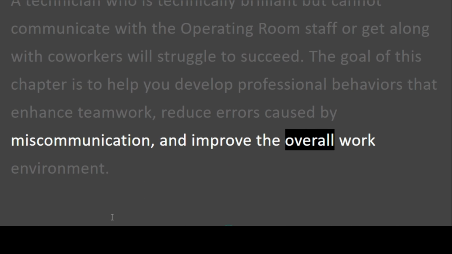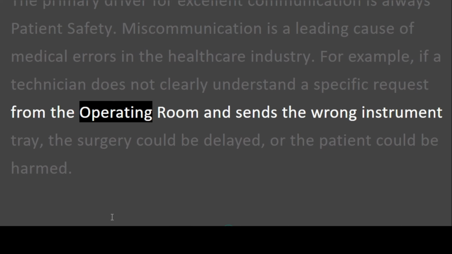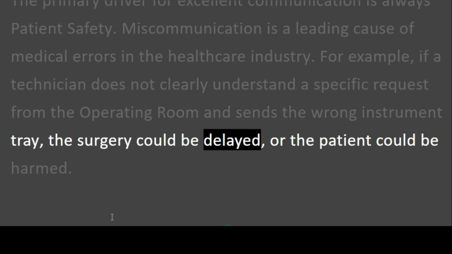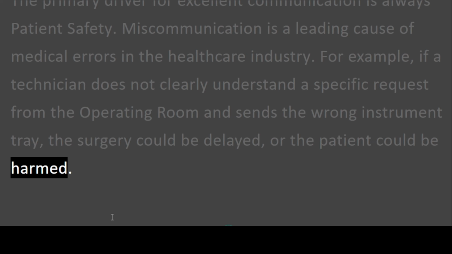The primary driver for excellent communication is always patient safety. Miscommunication is a leading cause of medical errors in the healthcare industry. For example, if a technician does not clearly understand a specific request from the operating room and sends the wrong instrument tray, the surgery could be delayed, or the patient could be harmed.